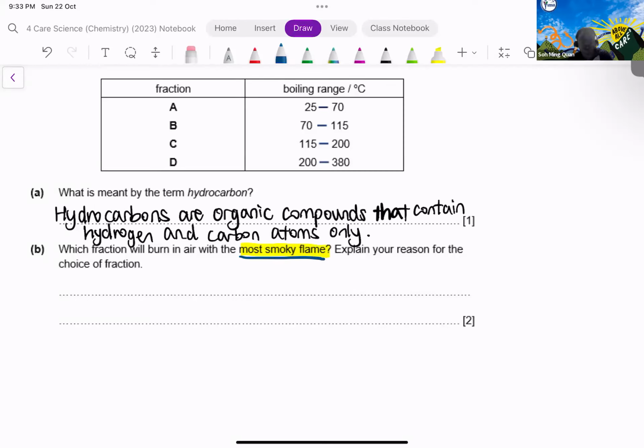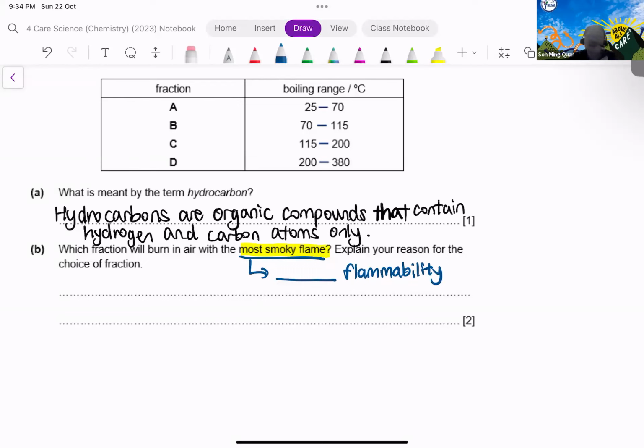What does most smoky flame mean? You have learned properties of each fraction. You have learned things like boiling point, viscosity, flammability. So this most smoky flame, which property is it related to? Okay, I think you can work it out. It's about burning. If it's about burning, clearly this is about flammability. So if it's the most smoky flame, what does it say about the flammability of this fraction? Is it high flammability or low flammability? Remember, high flammability means it burns very well. Low flammability means it doesn't burn very well.